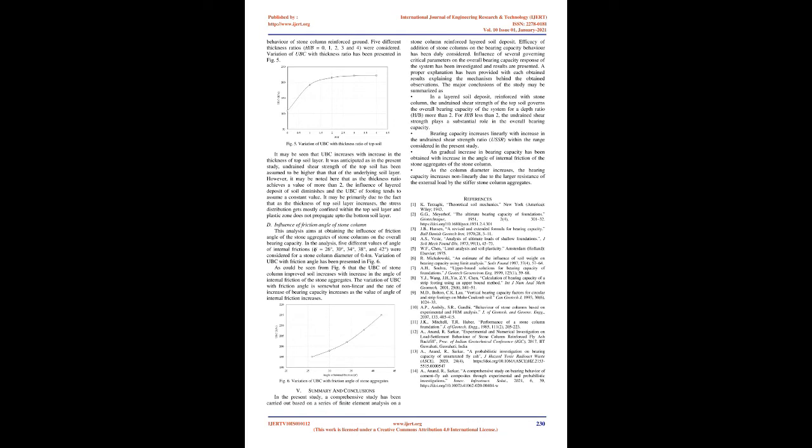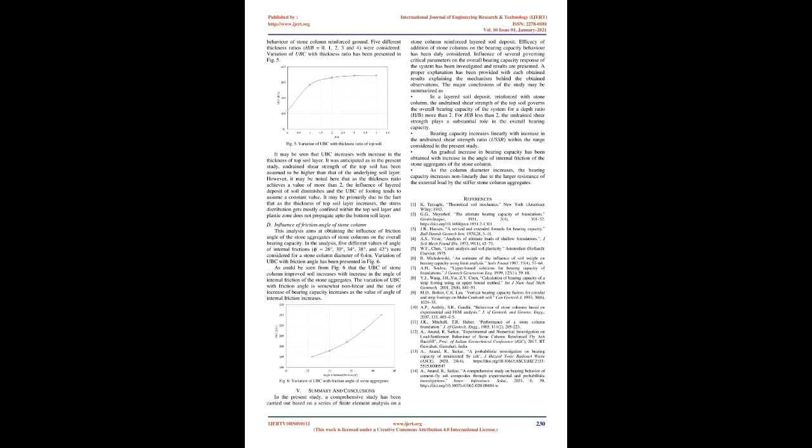It was anticipated, as in the present study, undrained shear strength of the topsoil has been assumed to be higher than that of the underlying soil layer. However, it may be noted here that as the thickness ratio achieves a value of more than 2, the influence of layered deposit of soil diminishes and the UBC of footing tends to assume a constant value. It may be primarily due to the fact that as the thickness of topsoil layer increases, the stress distribution gets mostly confined within the topsoil layer and plastic zone does not propagate up to the bottom soil layer.